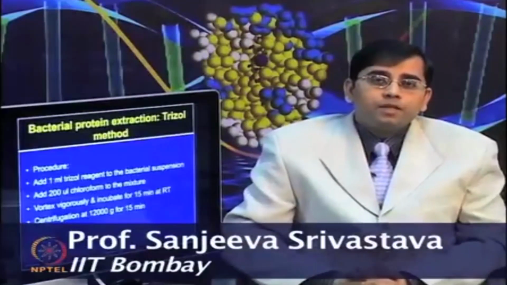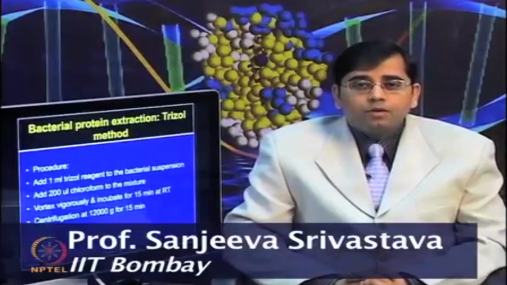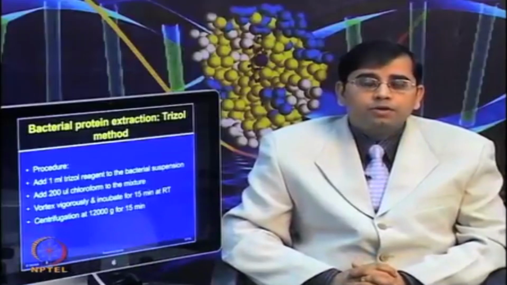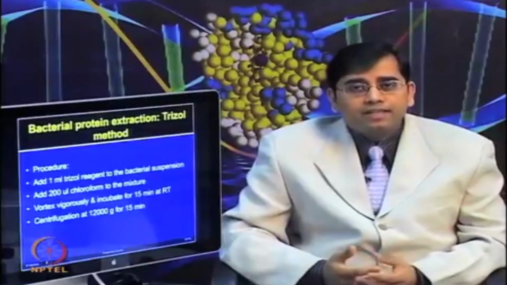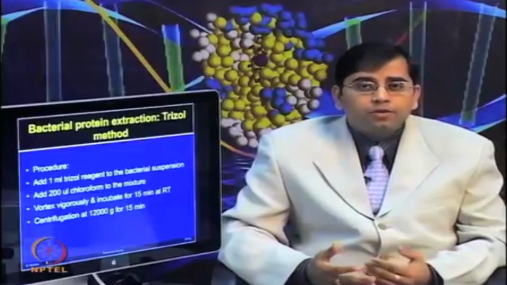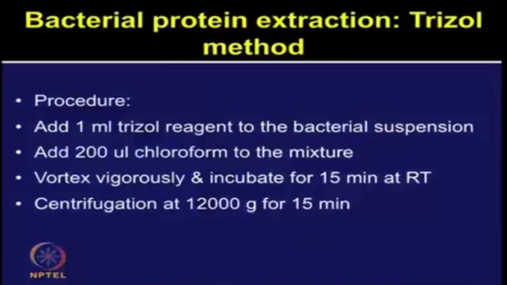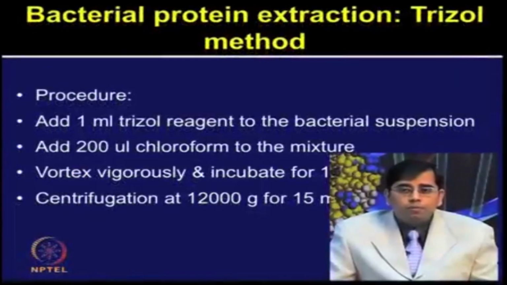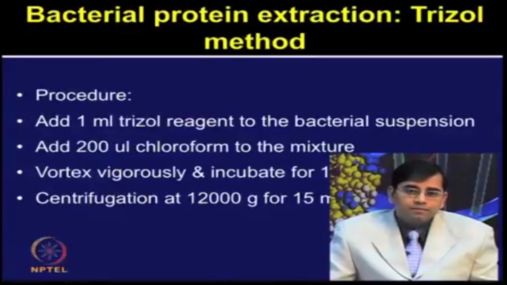Let me brief you about the procedure. This is not the exact detail of the protocol, I am just giving you a few numbers for your reference. One can modify these depending upon how much protein extract they want and based on their sample. So, you can start with 1 ml of Trizol reagent and add that to the bacterial suspension, then add 200 microliters of chloroform immediately to the same mixture. Vortex this mixture vigorously for 15 to 30 seconds and incubate it at room temperature for 15 minutes.